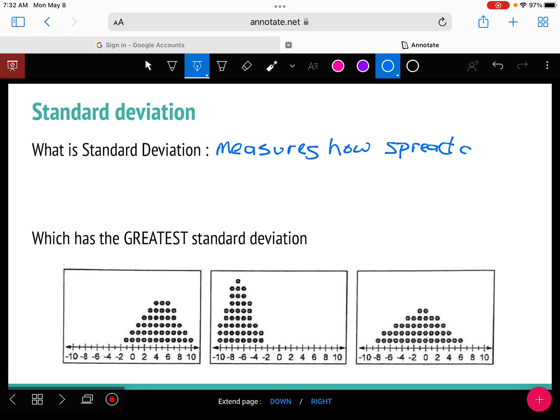How spread out your data is from the mean. Standard deviation only works with the mean.